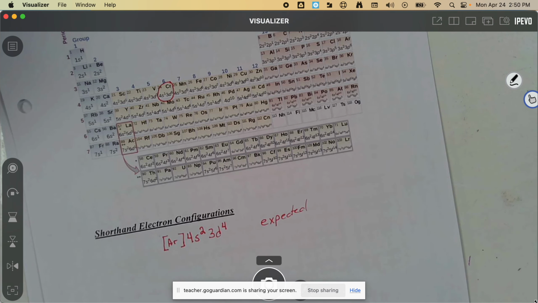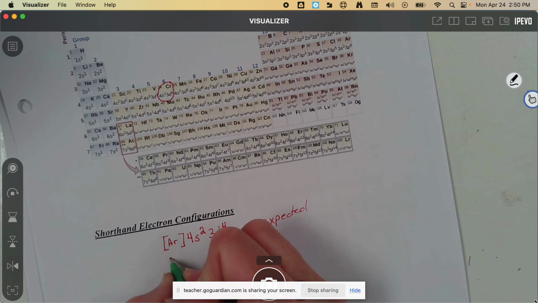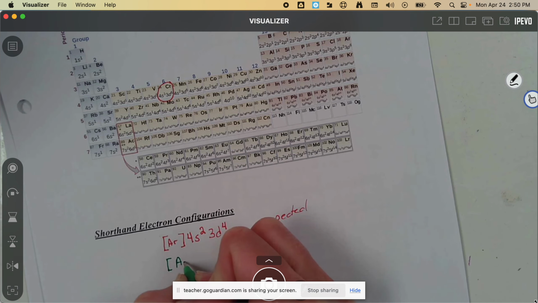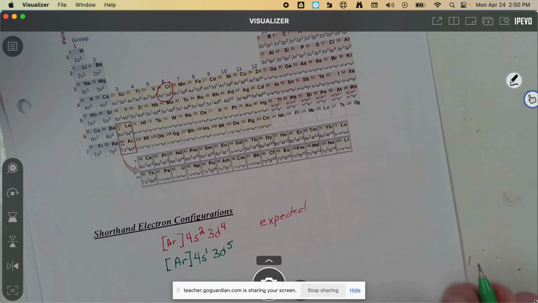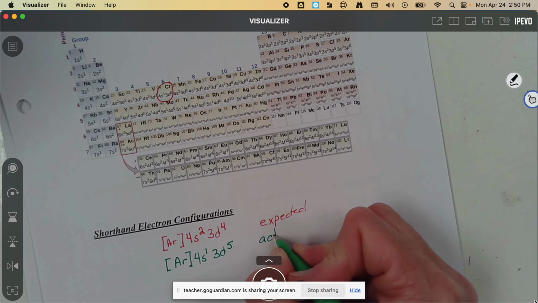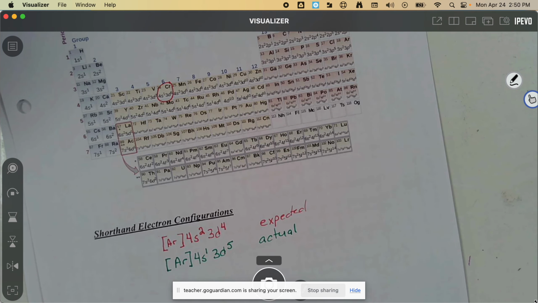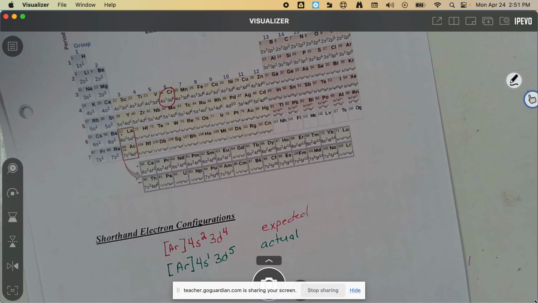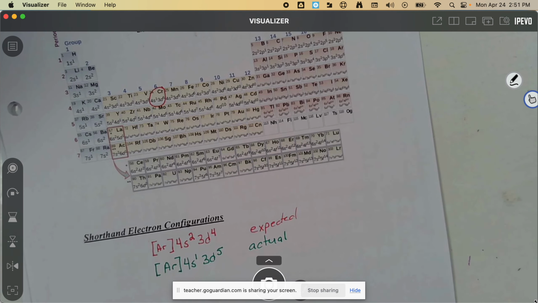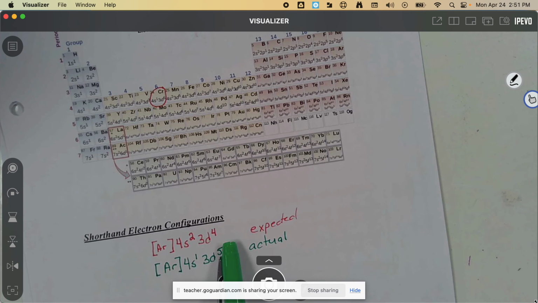In actual fact, the electron configuration for chromium ends up being 4s1, 3d5. Because d4 is so close to d5 that one electron from the 4s sublevel hops up into the 3d sublevel, leaving me with instead nothing special, a half-filled 4s and a half-filled 3d.